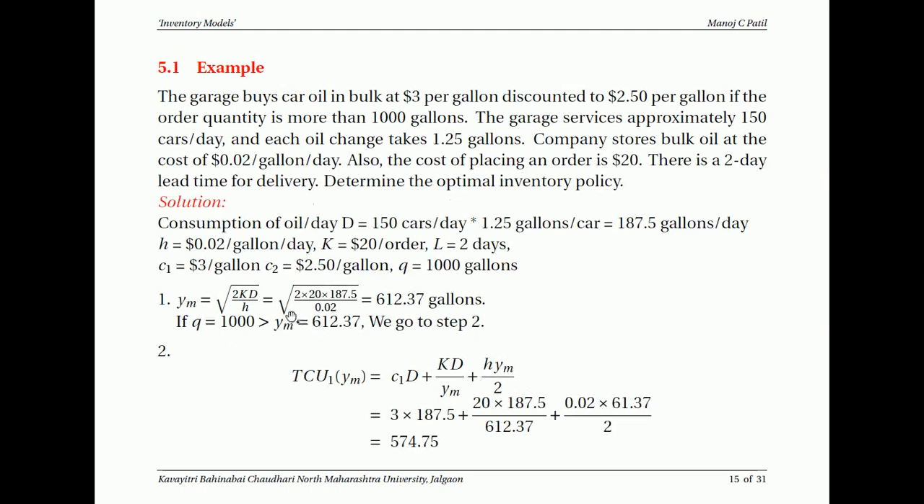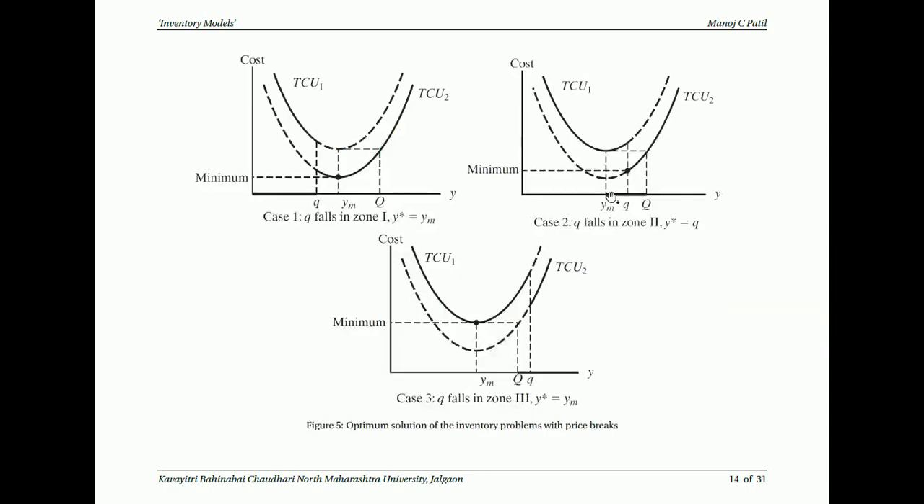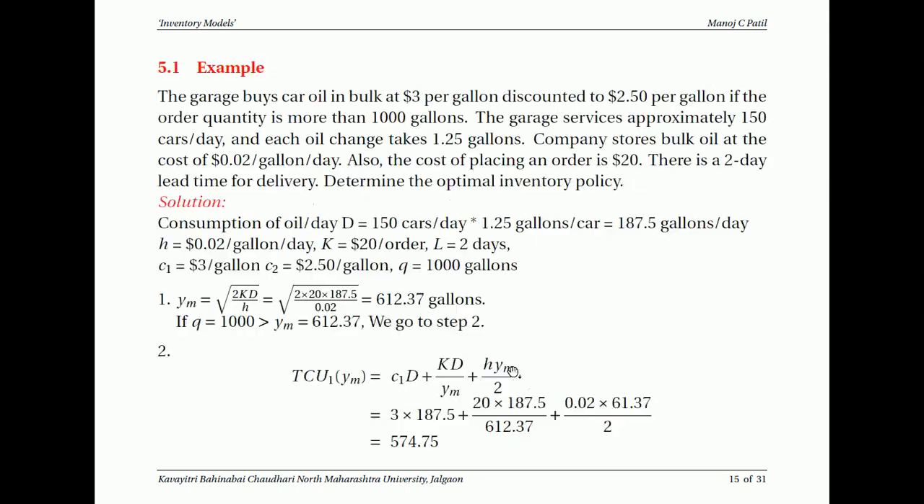Okay, and it is less than 1,000, as per our ym is equal to 612, and it is less than 1,000. Okay, therefore, ym, case 2 or case 3, we just have to find out whether it is greater than capital Q or less than capital Q. Okay, let's find out.